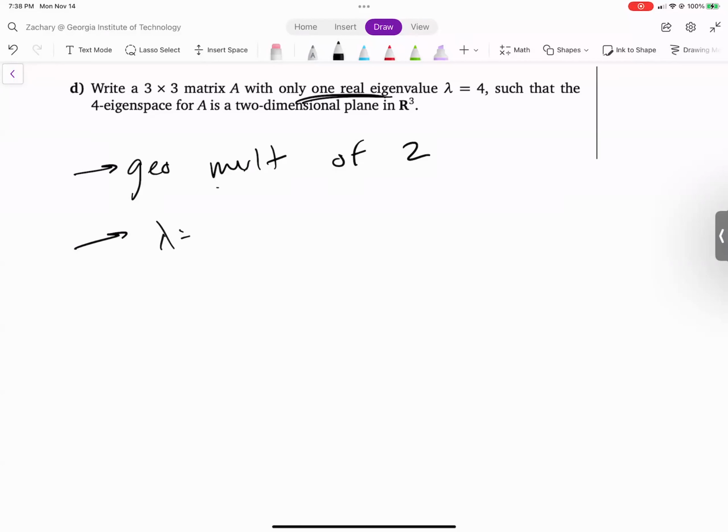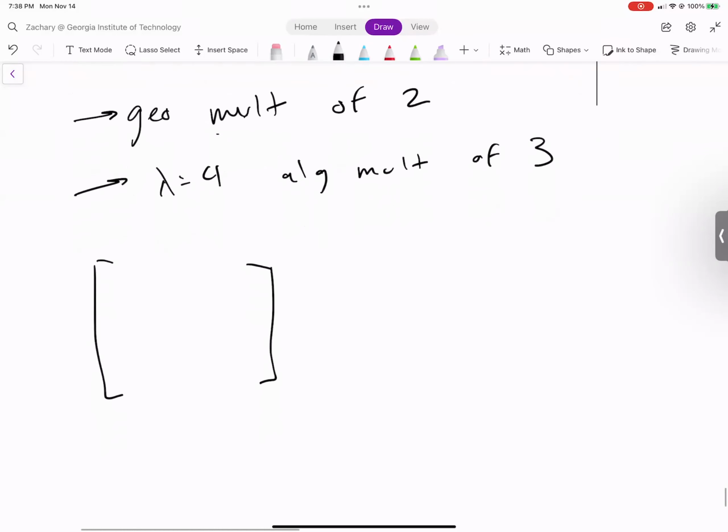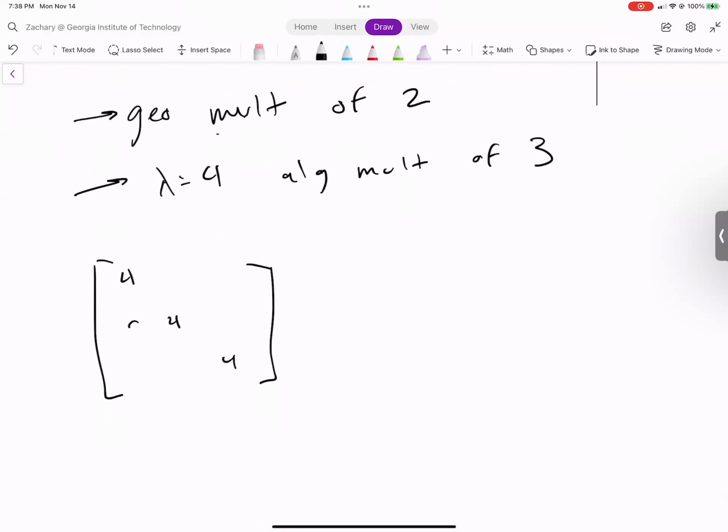So lambda equals 4 has algebraic multiplicity of 3. Is this possible? Sure, you just can't diagonalize it. It's not diagonalizable. The way I like to do these, my rule of thumb, is always draw at least a triangular matrix for eigenvalues. We know what lambda is equal to. We have 4, 4, 4 on the diagonal, and zeros everywhere else.